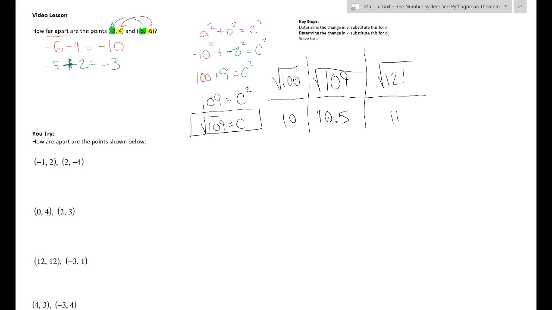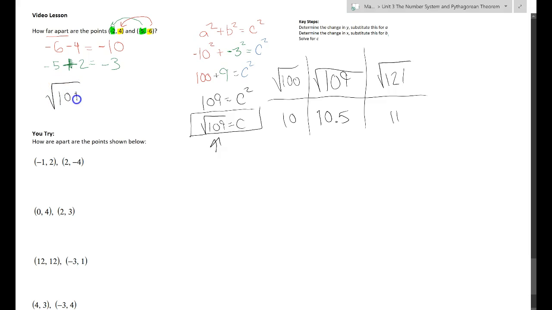So again, the idea here is this is technically the most correct answer. I know that seems weird that we can have a square root as an answer. Units. And if we wanted to estimate, we could also do that.